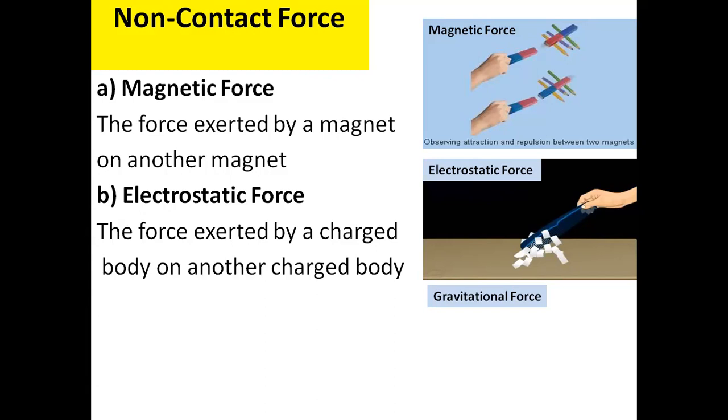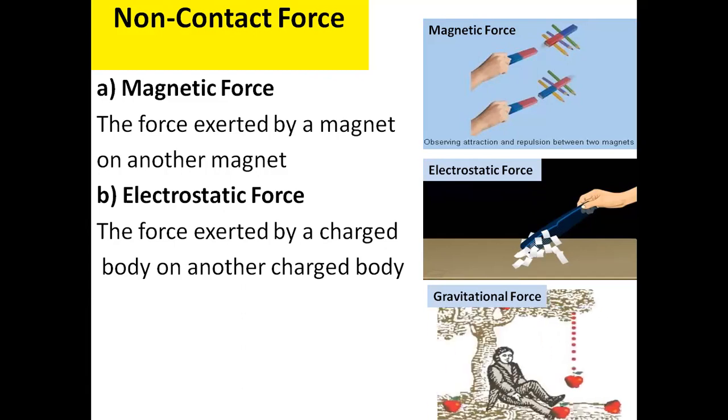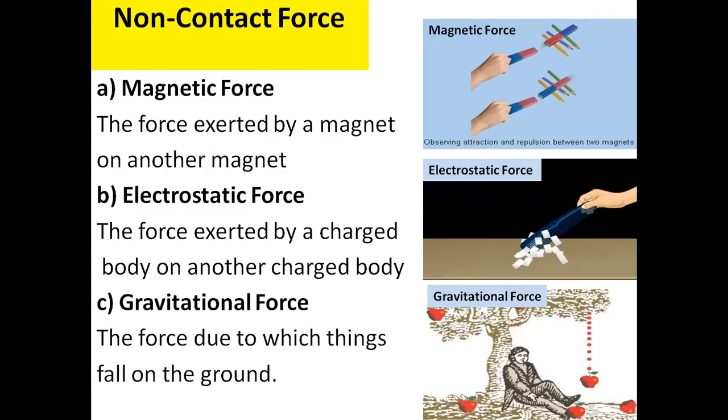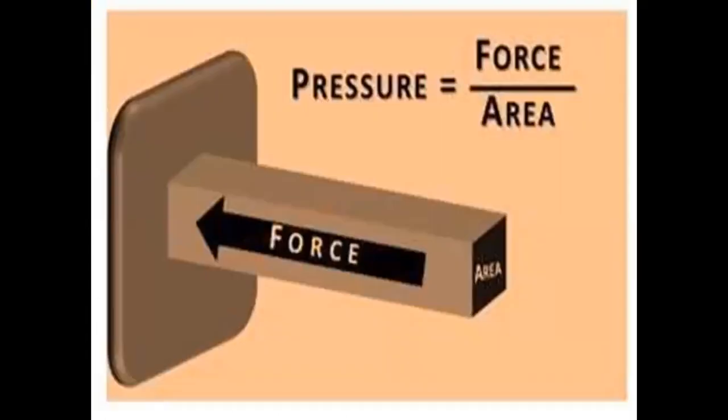Now let us see the third non-contact force, which is gravitational force. Here we know that when an apple fell on Newton's head, it came down because of the gravitational force, the force which pulls everything towards the earth. So what is gravitational force? It is the force due to which things fall on the ground.